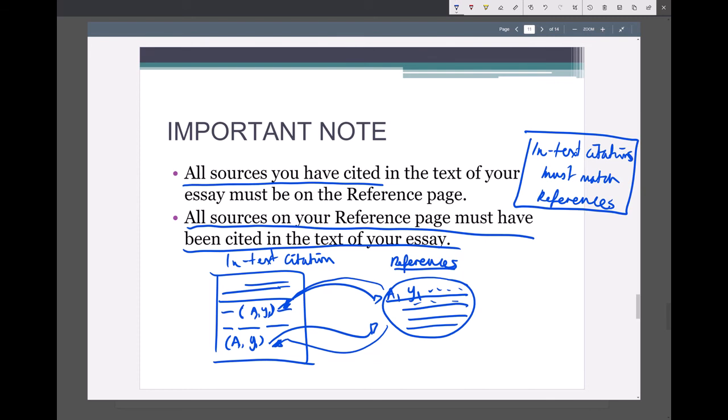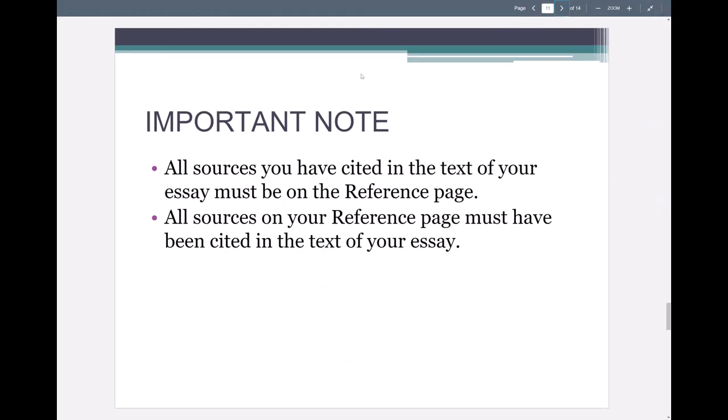Otherwise, no match. So be careful. Make sure you match each in-text citation with a source in the references. Okay, so here's an example of what that looks like.